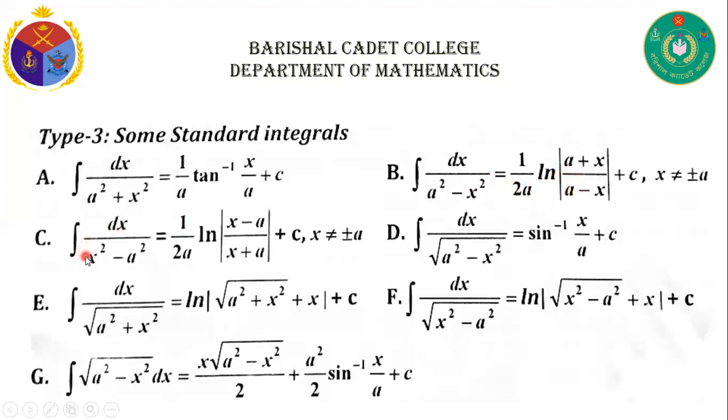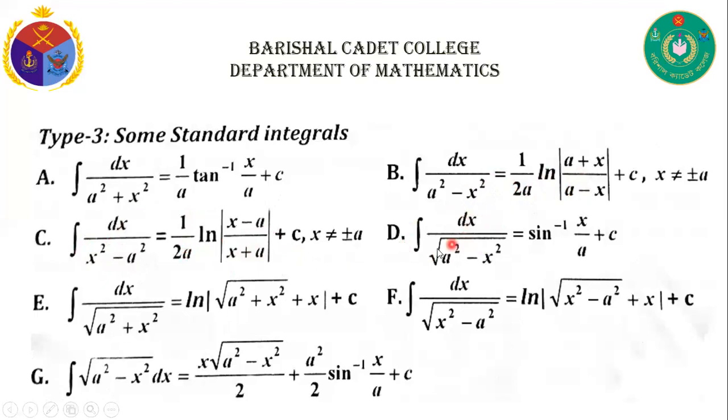And last, c is dx by x square minus a square. Okay, here the constant is after x. So it is 1 by 2a ln of x minus a by x plus a plus c. And here is different.